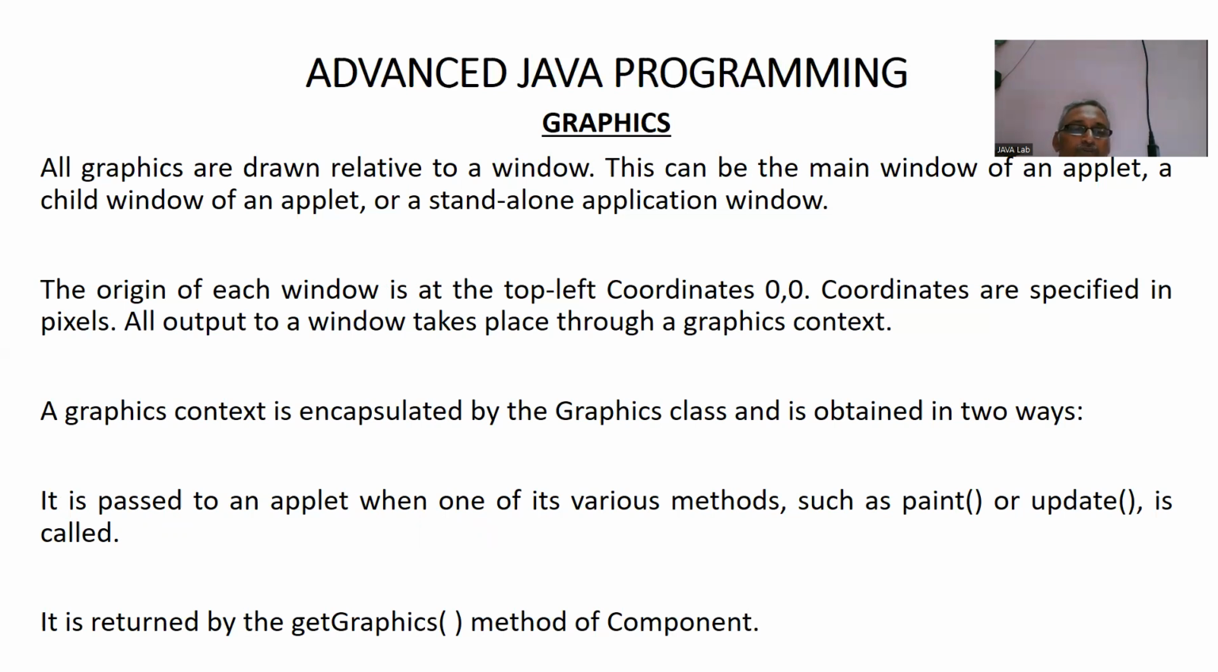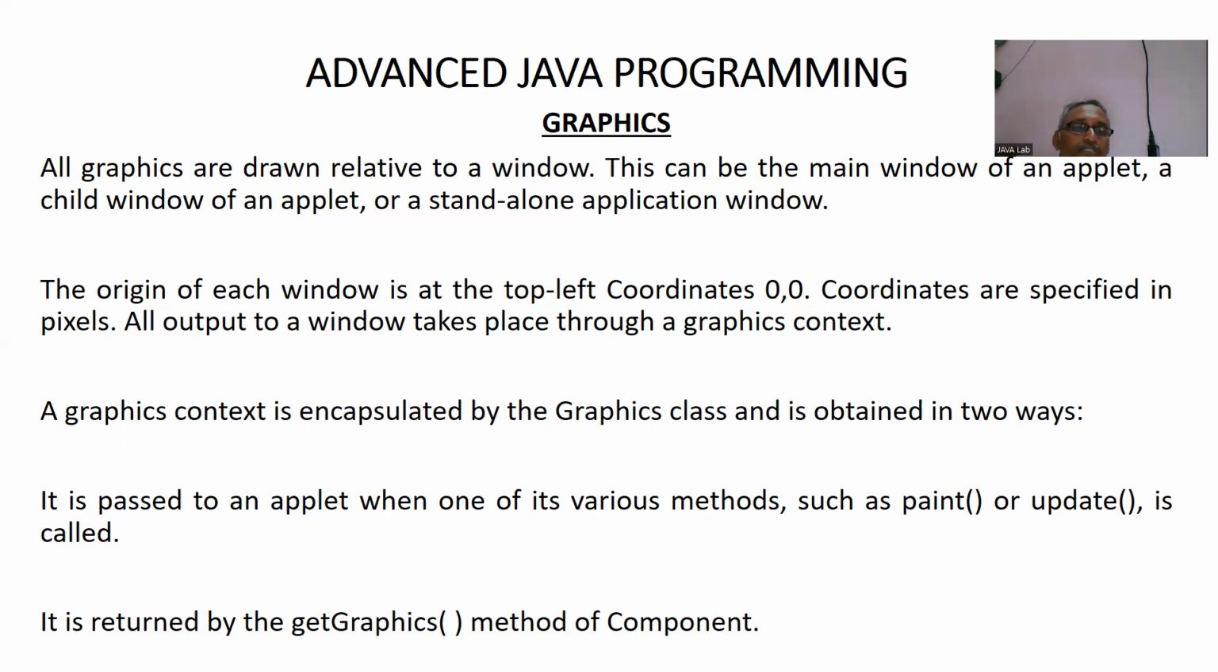All output to a window takes place through a graphics context. A graphics context is encapsulated by the Graphics class and it is obtained in two ways. First, it is passed to an applet when one of its various methods, such as paint or update, is called. Second, it is returned by the getGraphics method of Component.